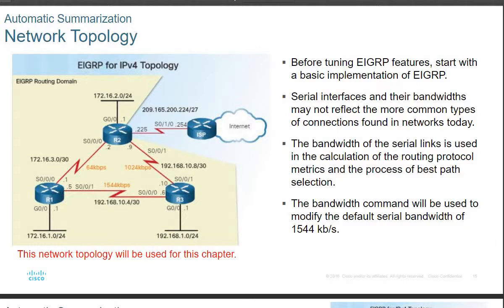Automatic Summarization Network Topology. Before tuning EIGRP features, start with a basic implementation of EIGRP. Serial interfaces and their bandwidths may not reflect the more common types of connections found in networks today. The bandwidth of the serial links is used in the calculation of the routing protocol metrics and the process of best path selection. The bandwidth command will be used to modify the default serial bandwidth of 1544 kb per second. This network topology will be used for this chapter.